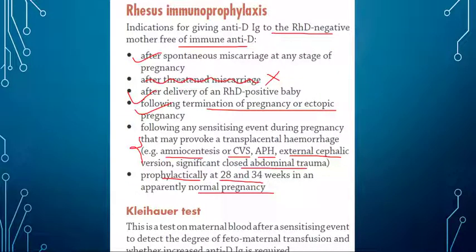CVS is chorionic villus sampling. That's a test that we do for Down syndrome. Yes, even in the first pregnancy, we have to give anti-D to them.